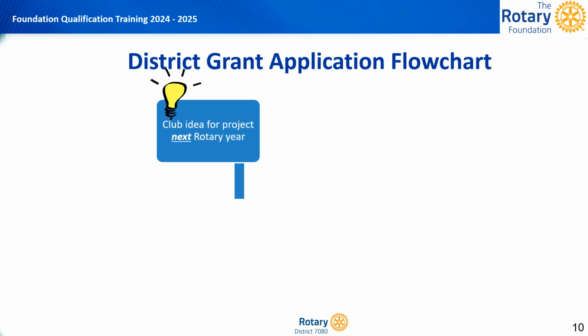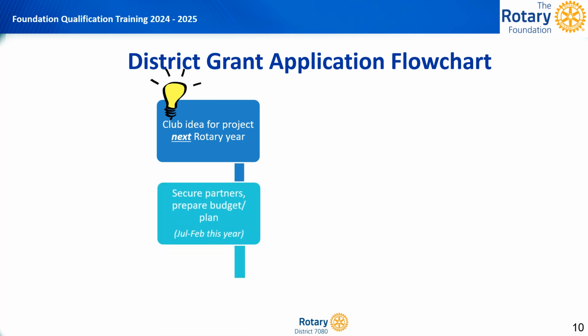First, your club needs to come up with a project idea that can be implemented in the next Rotary year. We recommend that this is an agenda item to be discussed early in the Rotary year, probably late summer or early fall, making sure that there is a community need that is important.